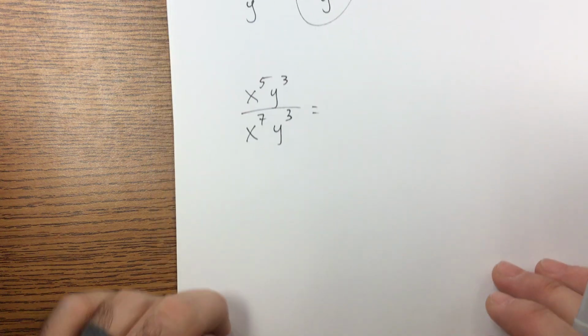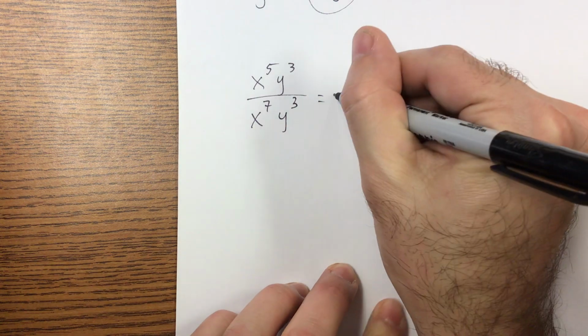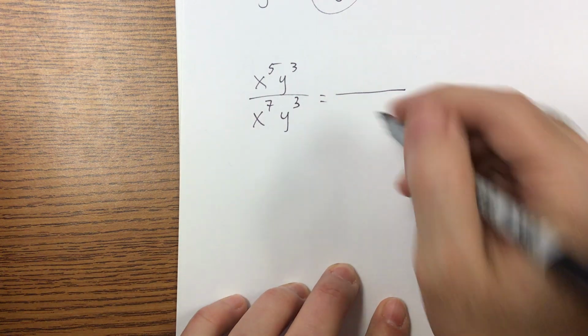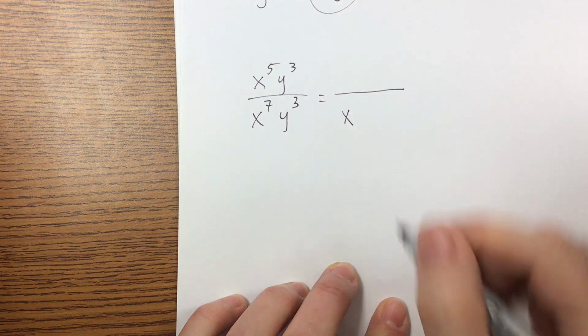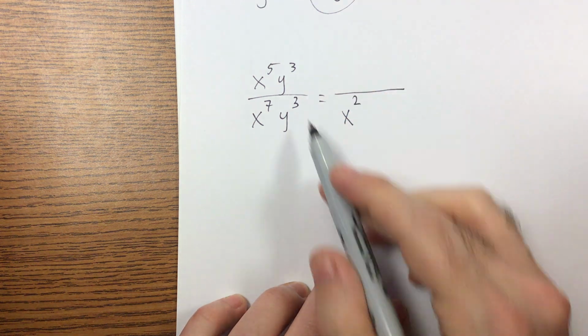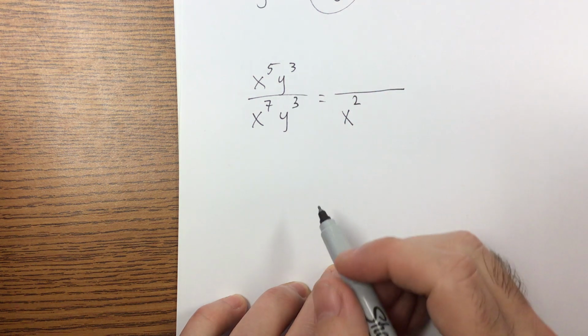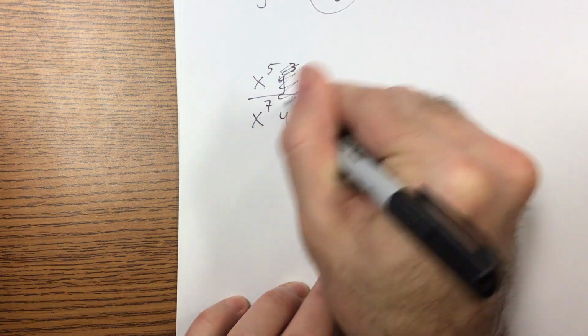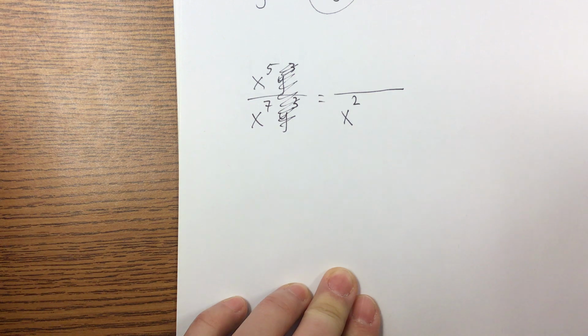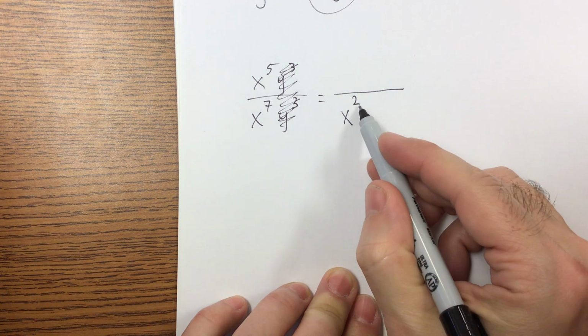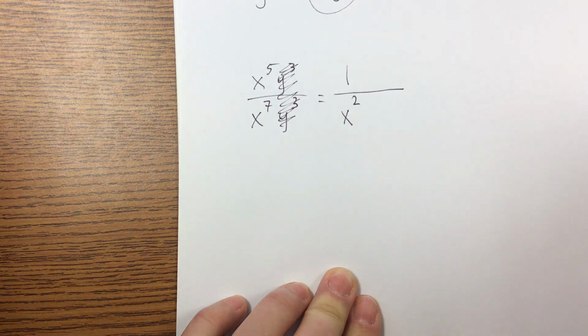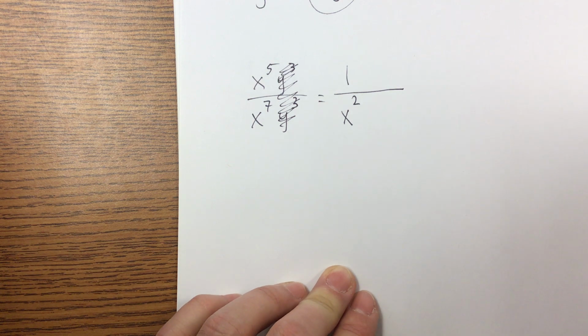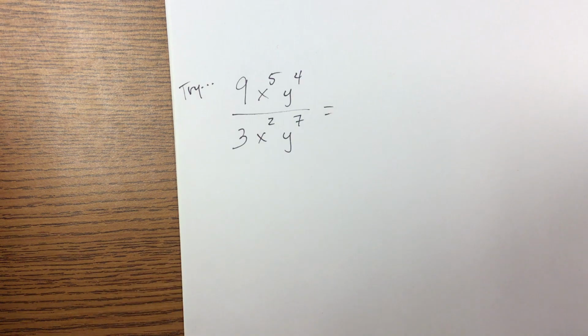Let's look at this one. Everybody try this one. Which x has more? Bottom. How many more? 2 more. Which y has more? Oh, the y's cancel. The y's are exactly the same. These are great. When we have something like that, cancel them out. We don't need them anymore. All we have left is x to the second on the bottom of a fraction. All right, let's keep moving.